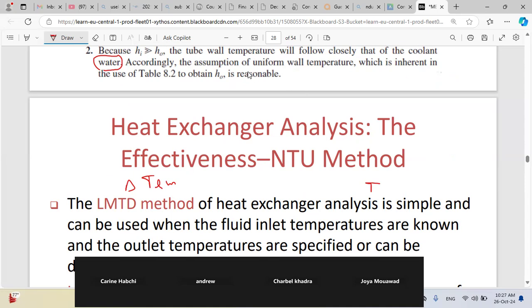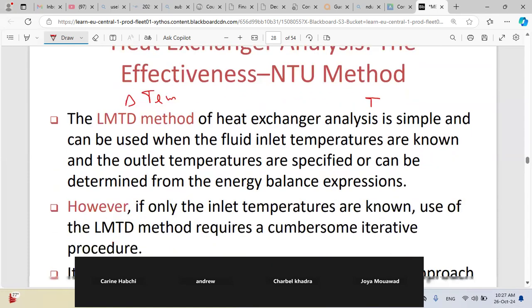But sometimes we don't have three temperatures. We have only two temperatures known and two temperatures that are unknown. In this case, we cannot use anymore the previous method. So we need to develop another method that can assess the effectiveness of a heat exchanger. This method is called the effectiveness NTU method. Let us discuss what is this method.